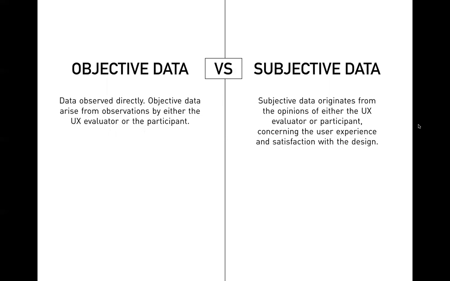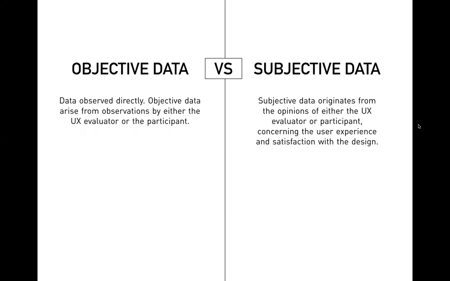So I also want to cover objective data versus subjective data. Objective data is data that is observed directly. Objective data arises from observations. So that's kind of how you can remember it, objective, observations, by either the UX evaluator or the participant.